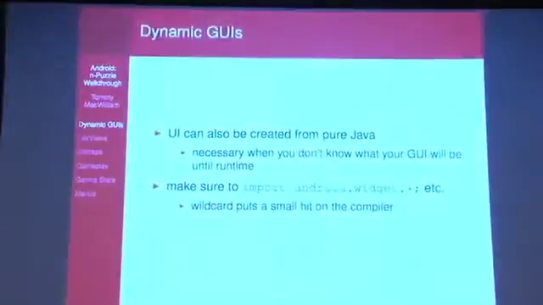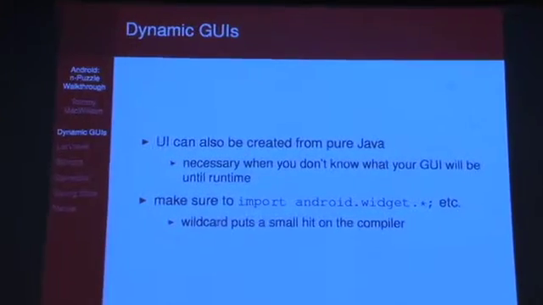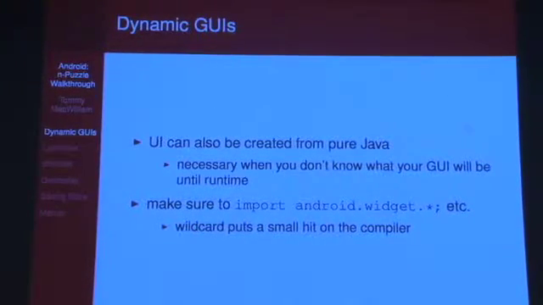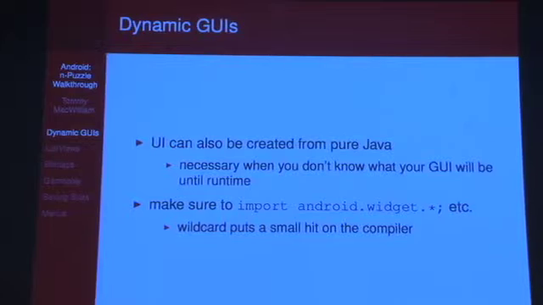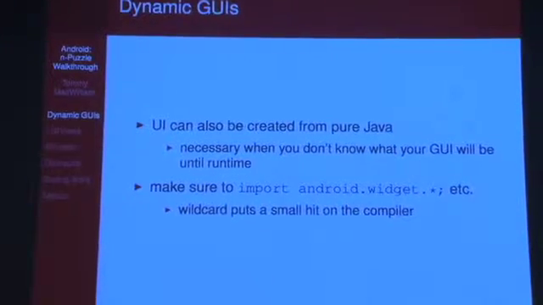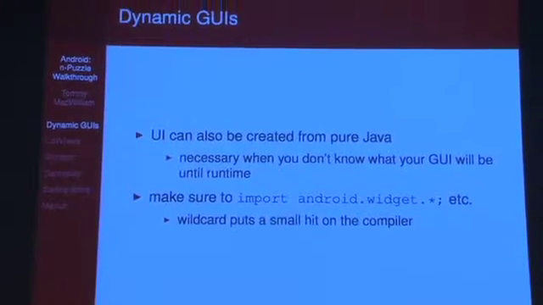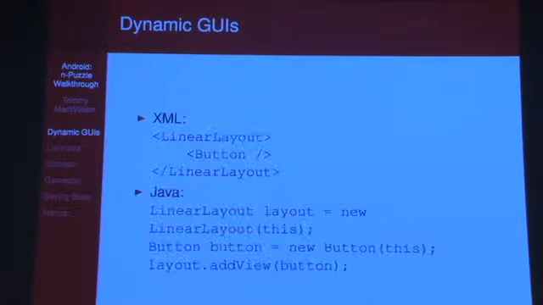So to make sure we have all the things loaded that we need, we make sure to import android.widget. Whatever it is you're going to be using, so buttons or image views or anything else we'll see. Just a small note, if you use the star there, that'll automatically import everything that starts with android.widget. But that will slow down your compilation time a little bit. Technically, probably not enough to notice on a modern machine in a project this size.